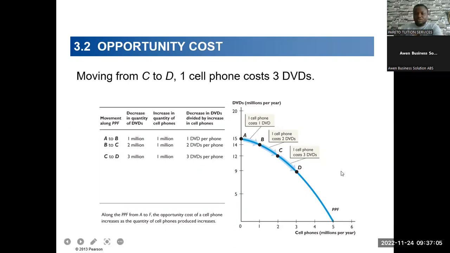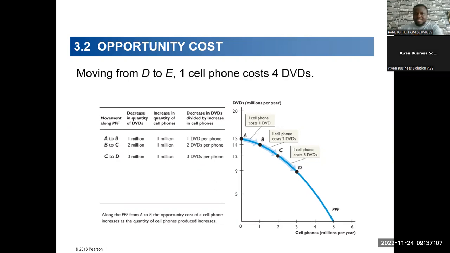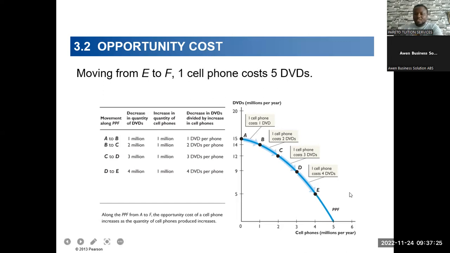Now, if we have to move from D to E, we are still gaining just an extra unit of cell phones. But then for DVDs, we are moving from 9 to 5. So we sacrifice what? 4. So the opportunity cost here becomes what? 4 DVDs per phone.